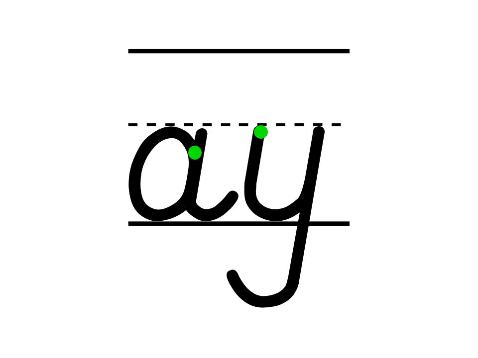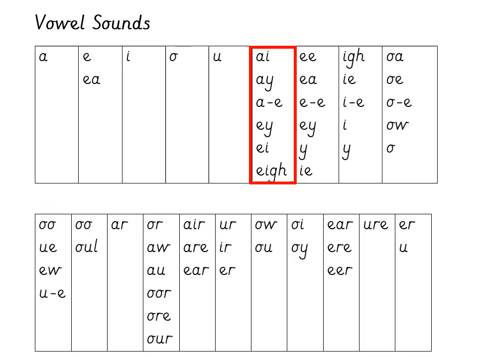Well done, everybody. I wonder, can you think of any other graphemes that represent the phoneme A? Can you think of any other ways of writing the sound A? Pause the video and see if you can think of any and write them down, and then click play when you're ready. I wonder, did you think of the same as me?